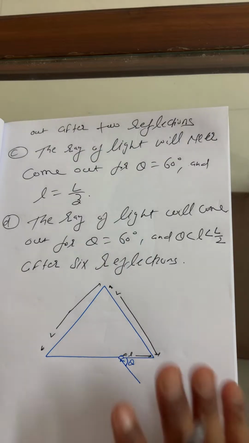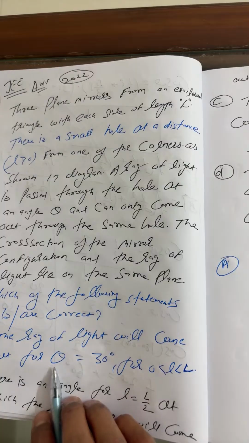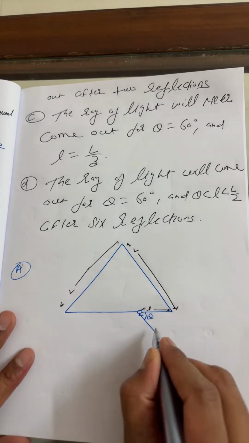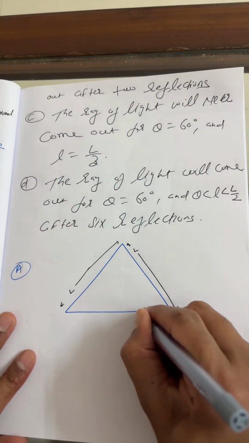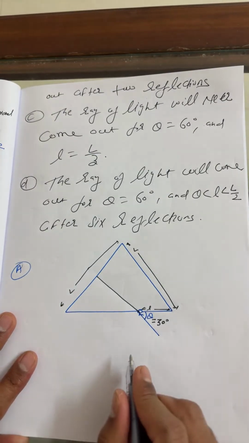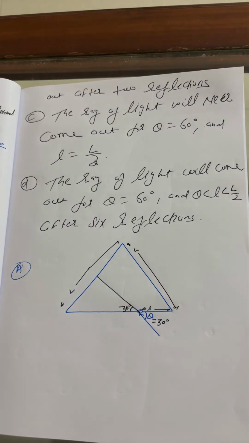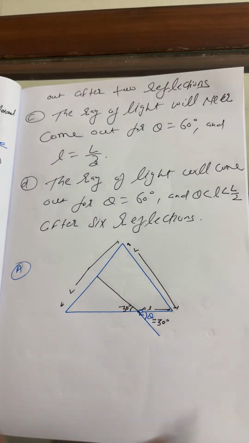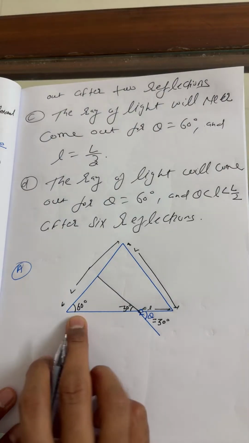We'll go here one by one, option-wise. Now I'm considering option A: the ray of light will come out for theta 30 degrees for 0 less than l less than L. First, take the angle of incidence through the hole, which is 30 degrees. If this is 30, this ray finally falls over here. By the concept of alternate angles, this angle also remains 30 degrees. The mirrors are three strips of plane mirror in the form of an equilateral triangle, so this angle is 60 degrees. This is 60, this is 30 here.